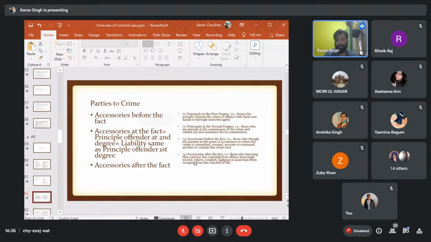And what was that act? That act was murder. Okay, so this is what abatement actually means.